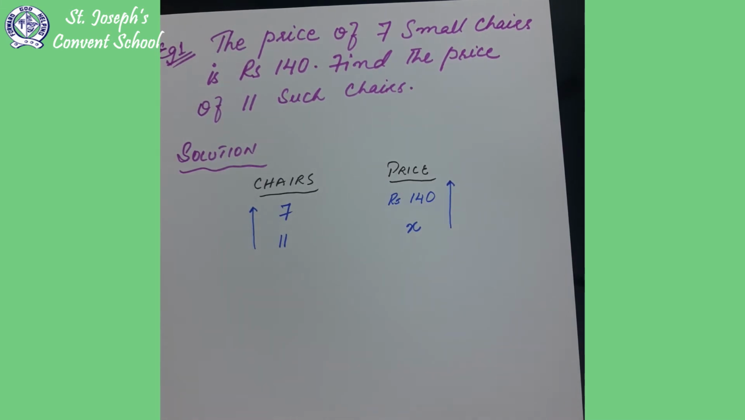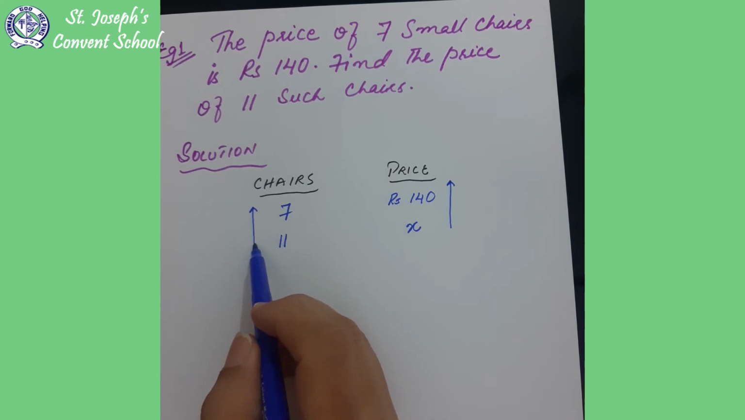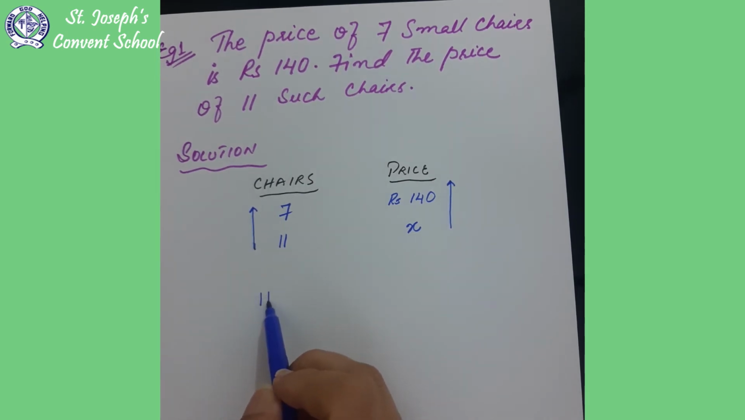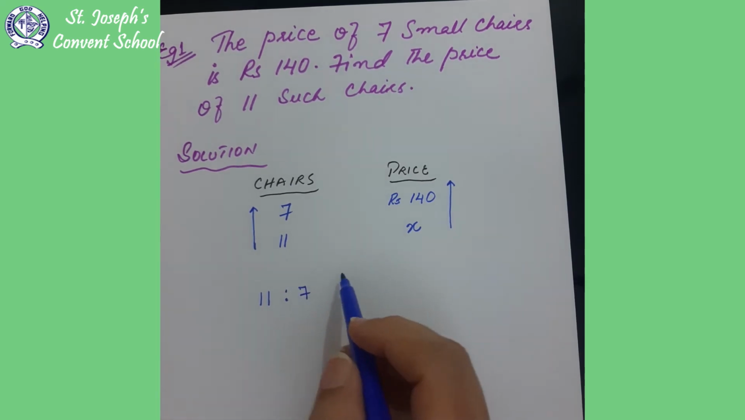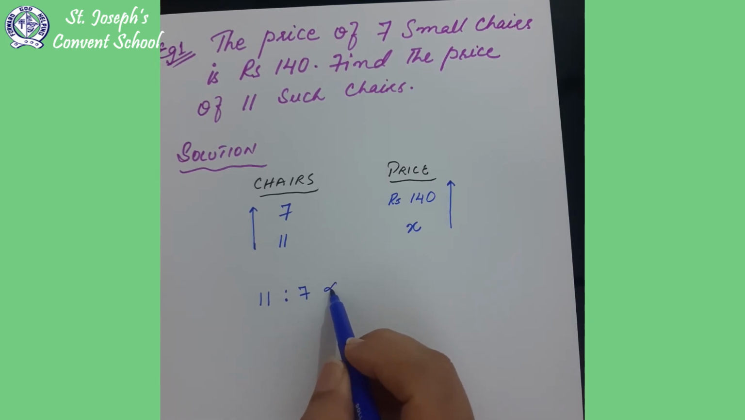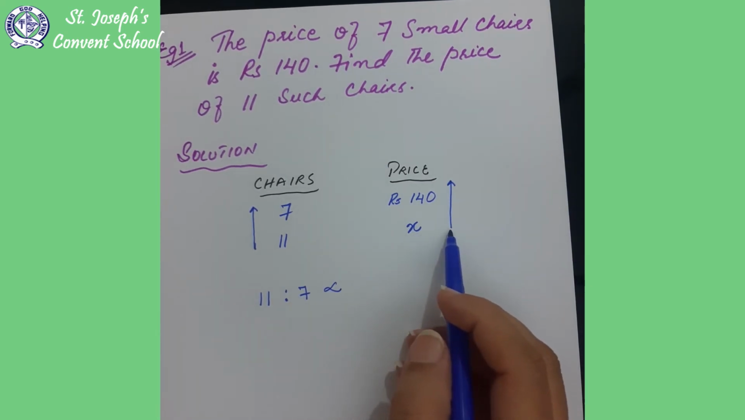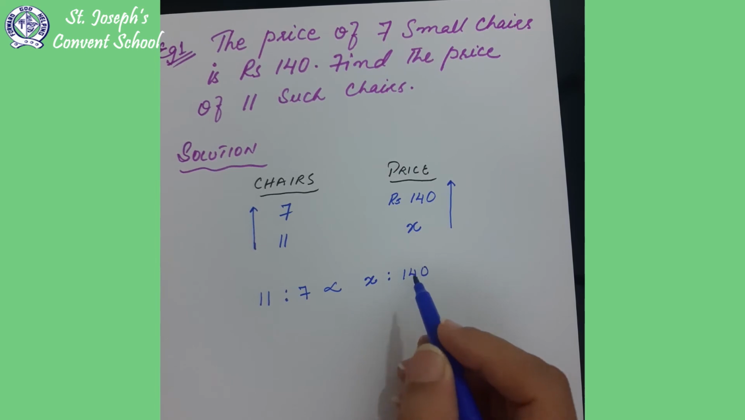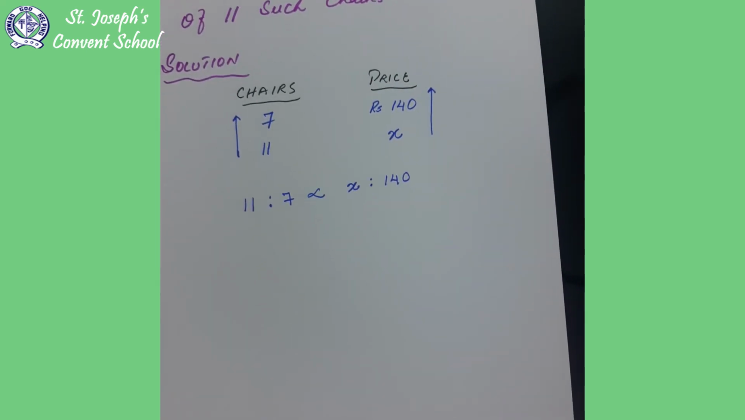Now what does the arrow actually do? The arrow shows from where you are going to begin the value. This tail will tell you this value is first, so you will write 11. From the tail we start. So this value 11, and then we go up to 7. So 11 is to 7. Then there is the sign of direct proportion. Then again start with the tail, then go up. x will come first and then 140. So x is to 140. So this is direct proportion.